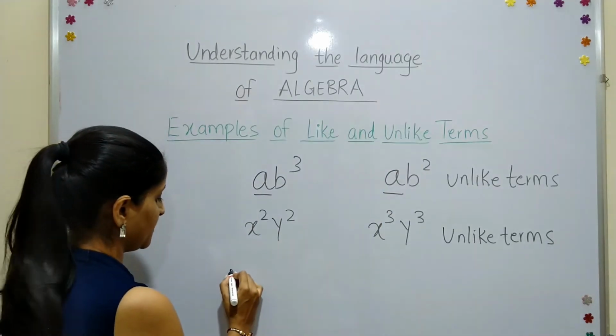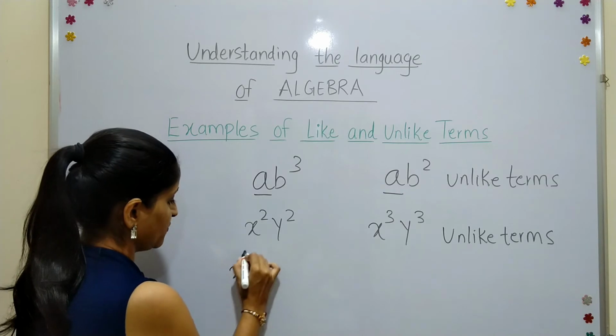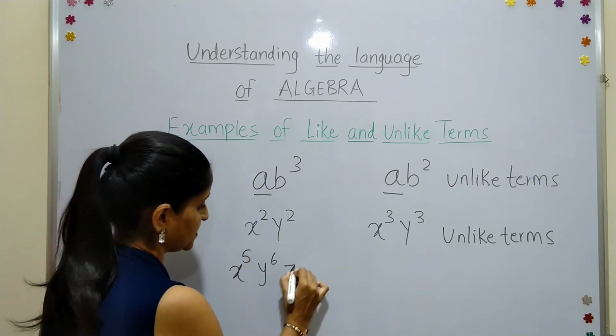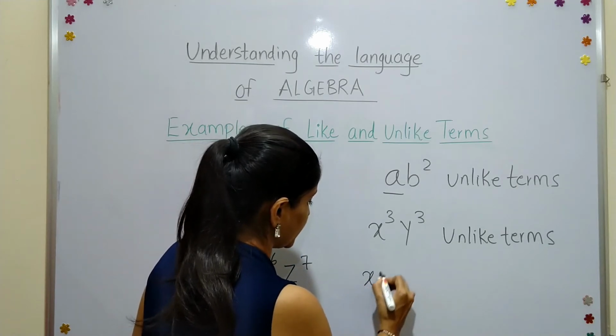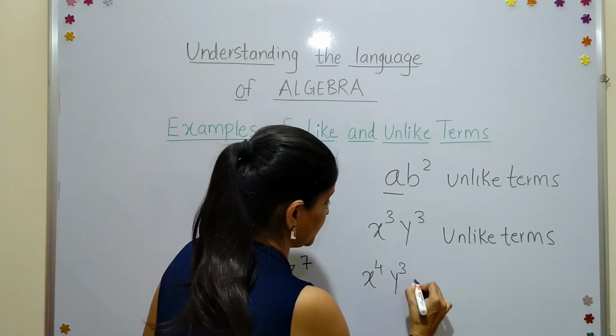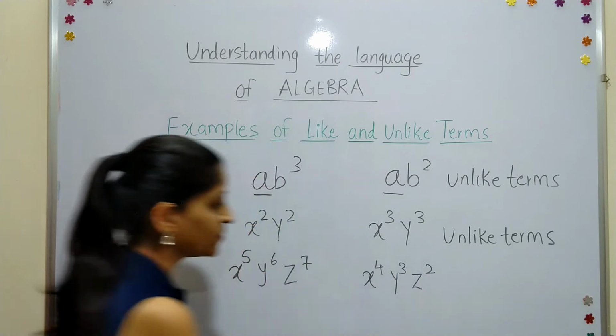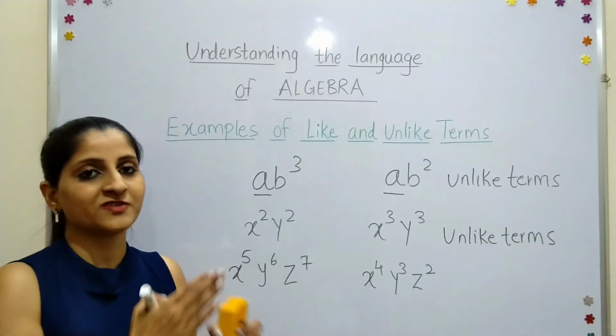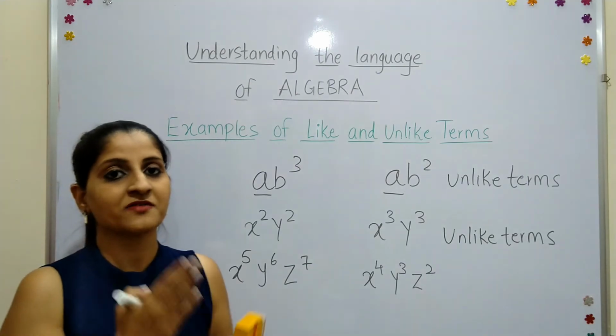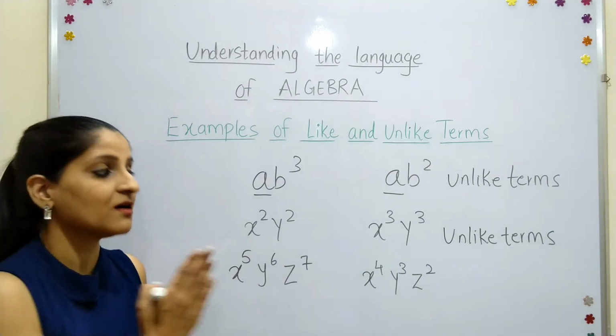Even if you take three variables, x raised to 5, y raised to 6, z raised to 7, and here supposing you write x raised to 4, y raised to 3 and z raised to 2, even though over here there are three algebraic terms, all of them have different powers. So when the power is different, the terms are unlike terms.